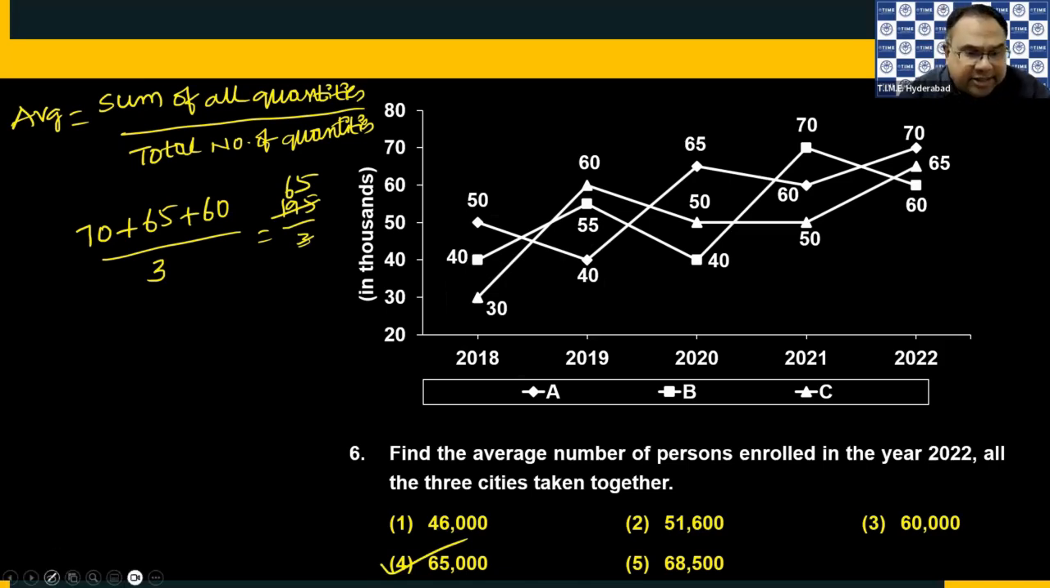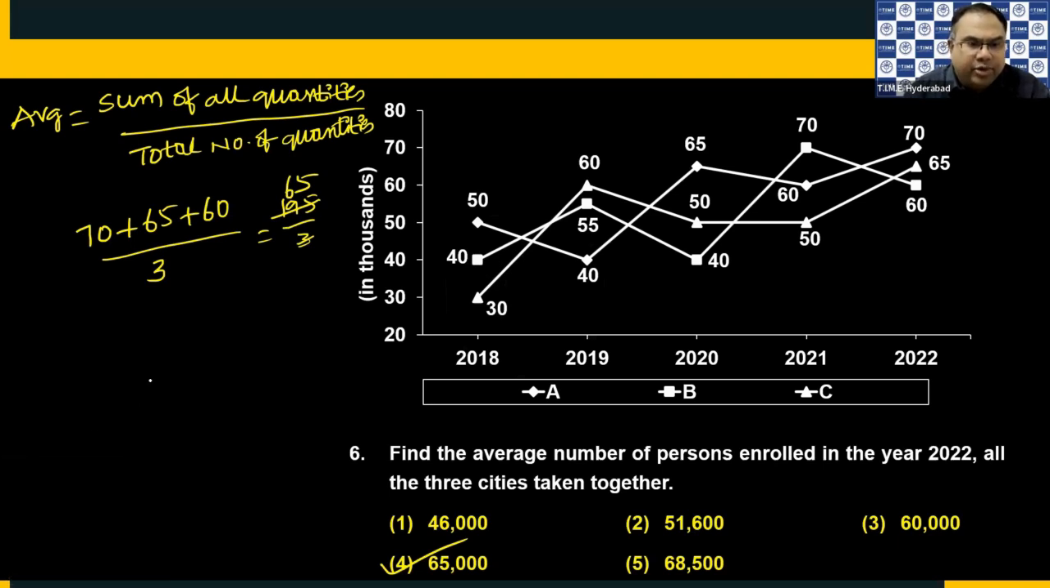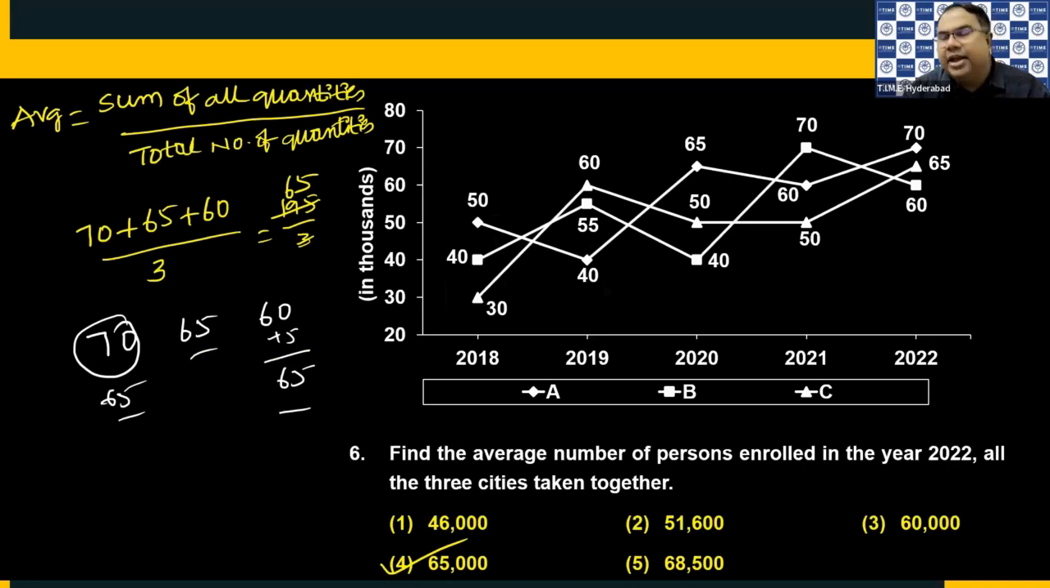Now, what I try to say is instead of doing all this, we can do like this here. We can do this. 70, 65, 60. You can apply, these numbers are simple. So what I do is, if I remove 5 here, this will become 65. Add that 5 here, it will become 65. 65, 65, 65. Overall average 65. So it has to be 65,000 because units are thousands.